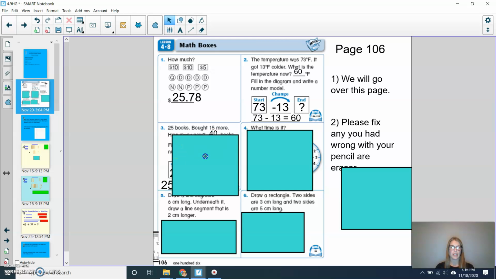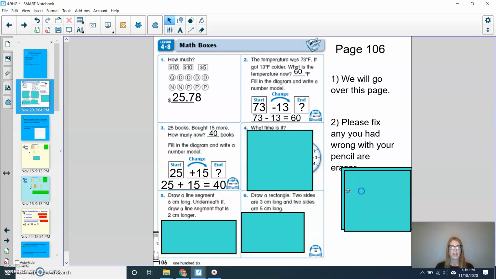For question number 3, 25 books and bought 15 more. How many now? So we started at 25. We added 15. So 25 plus 15 equals 40 for a total of 40 books.